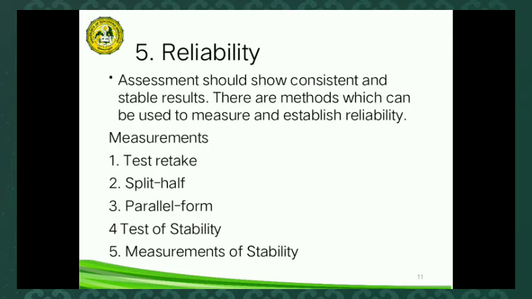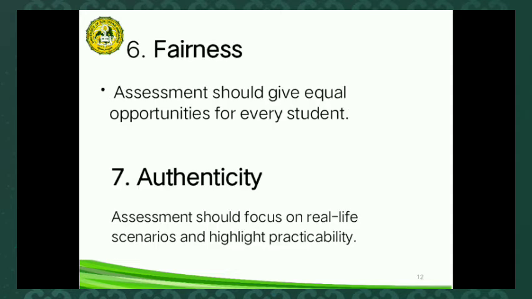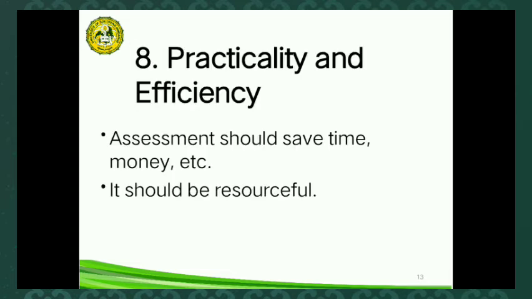So let's proceed to number 5, reliability. Assessment should show consistent and stable results. There are methods which can be used to measure and establish reliability. Some of the measurements: number 1 is test-retest, 2 split half, number 3 parallel form, 4 test of stability, 5 is measurements of stability. Number 6, fairness. Assessment should give equal opportunities for every student or every individual. Number 7, authenticity, which is that assessment should focus on real life scenarios and highlight practicability. Number 8, practicality and efficiency. Assessment should save time, money, or etc., and it should be resourceful also.